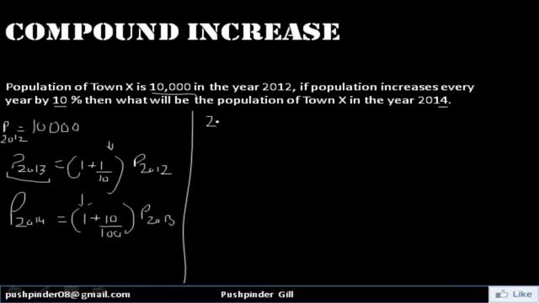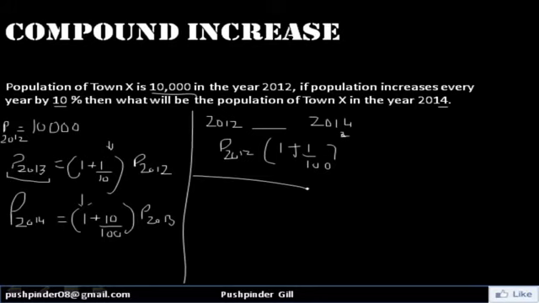If the gap is of 2 years, from 2012 to 2014, my population in 2012 is going to get multiplied by this number 2 times. That means the square of this number, right? So I can easily calculate the population in 2014.